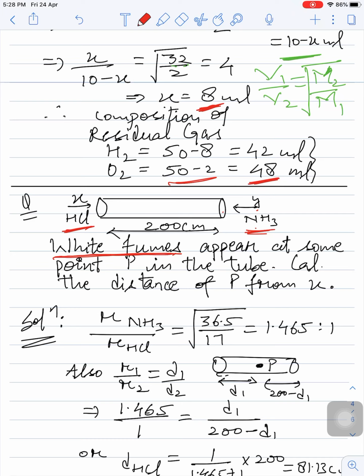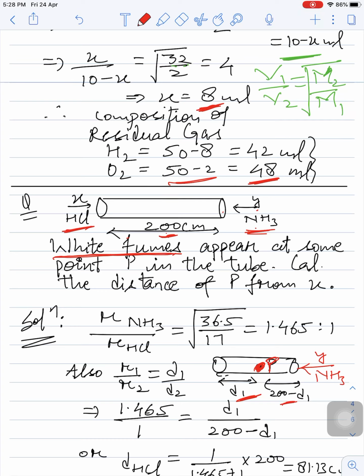Now let us say the point P is somewhere here. Now we are going into the solution. Let us say this is point P and point P is some D1 distance from X. Because the total length is 200 centimeter, which is given in the question, from the ammonia end the distance of P is obviously 200 minus D1, right?